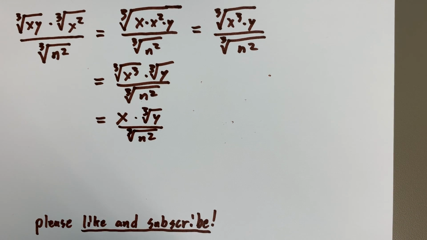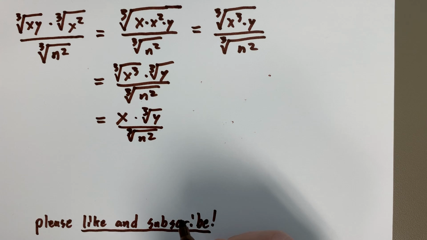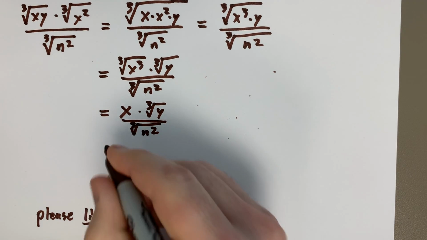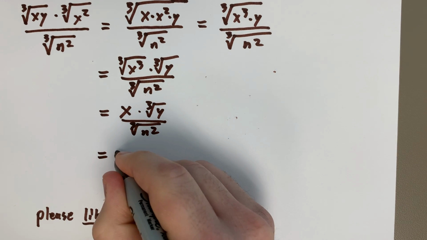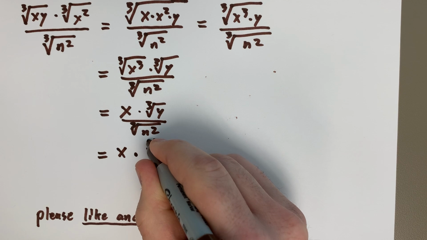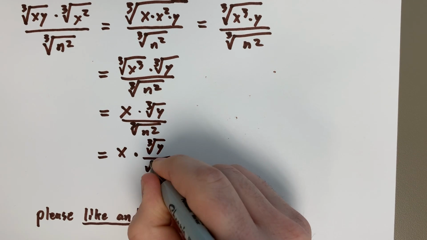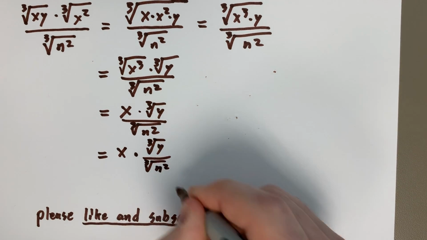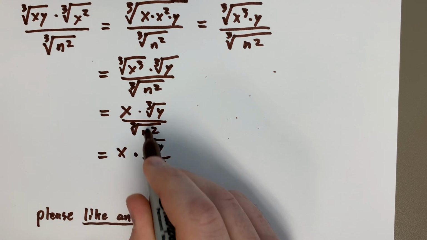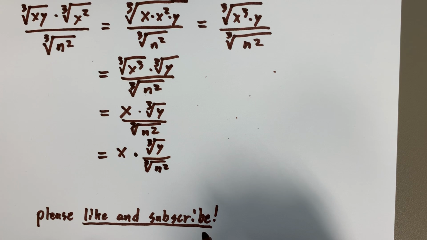Okay? So are we done at this point? Some would say yes, some would say no. I say no. I think we can do a little bit more. So basically, by fraction rules, I can write this as x times the quantity cube root of y over the cube root of n squared. Just basic fraction rules here. It's just multiplying across the top. You'll see that you get the exact same thing here.